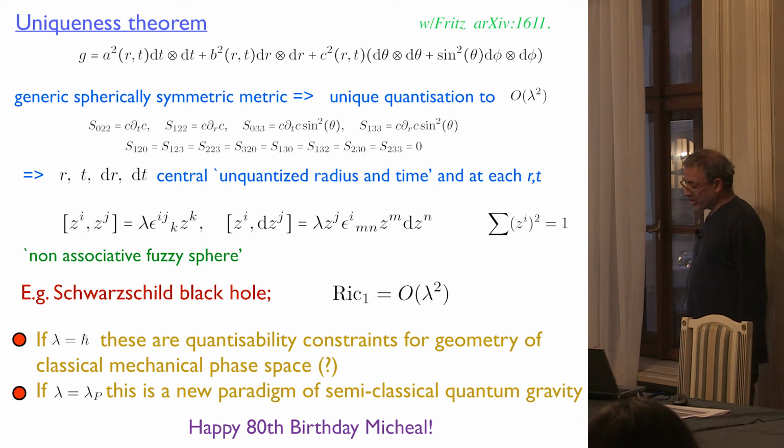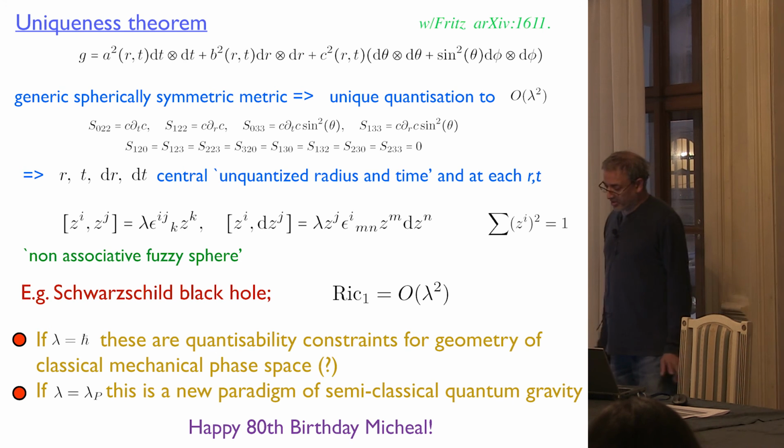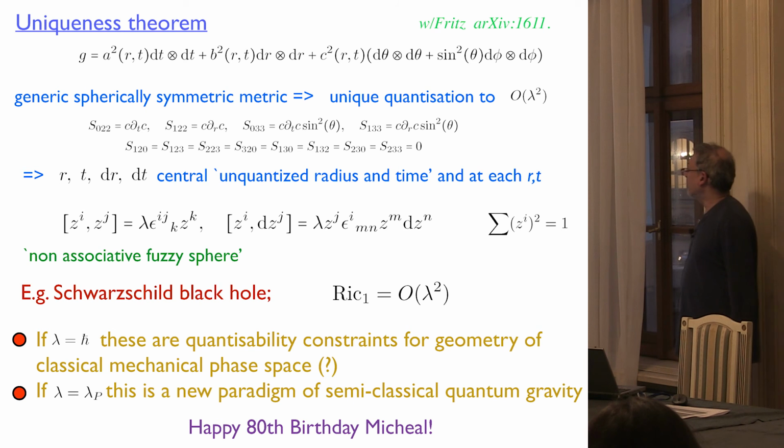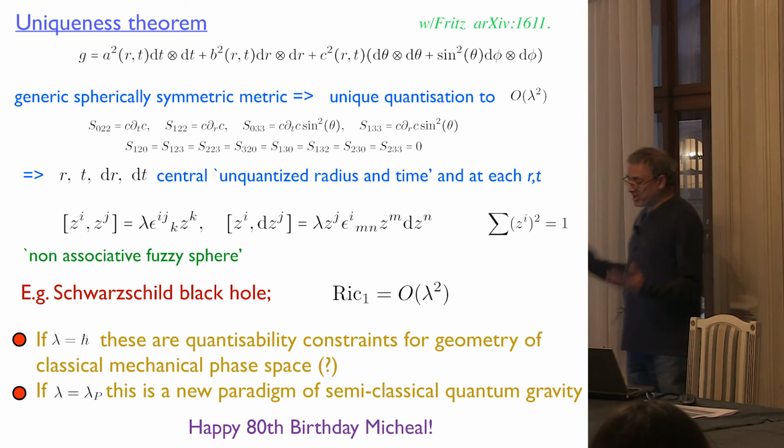As you can see, it's very new. But the framework is now a couple of years old, and there's a number of models being investigated. I just wanted to return back to the philosophy briefly, and then I will finish my talk. So going back to the philosophy, if lambda was h bar, then what have we done?